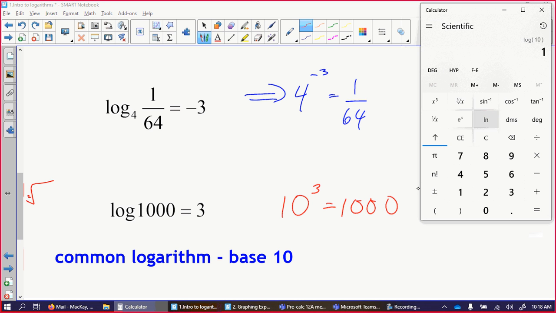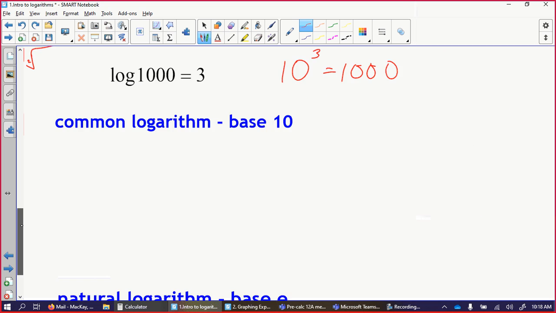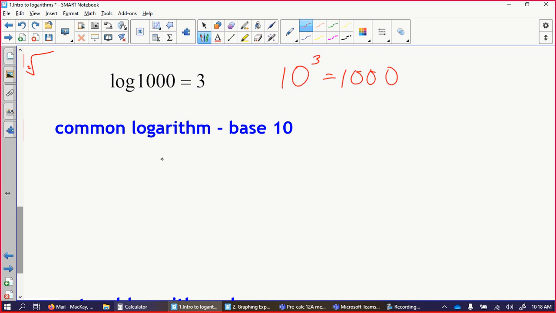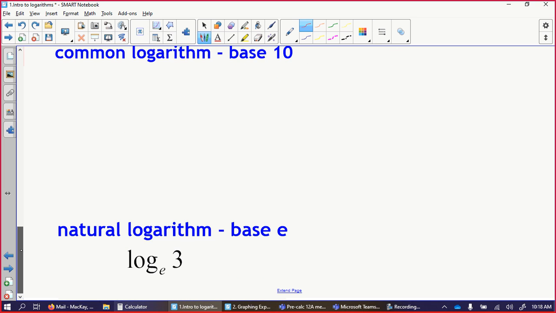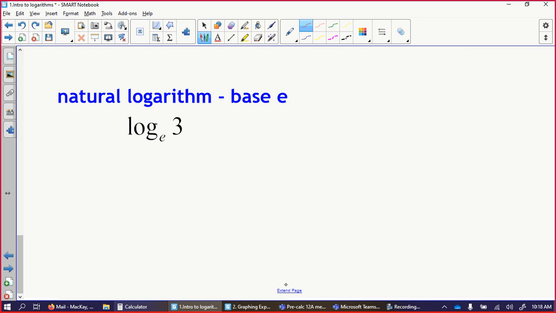That's when you pull up your calculator. We know that's a square root. We know that that's a log base 10. And that's going to come in handy in a number of places. The natural logarithm is the base e. And this is, you'll see on your calculator, ln.